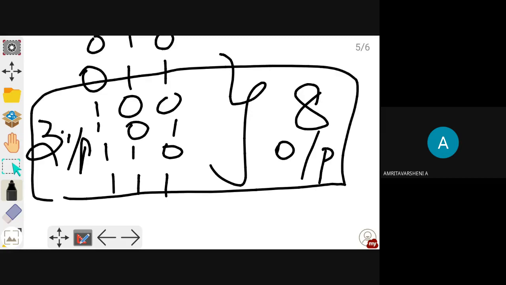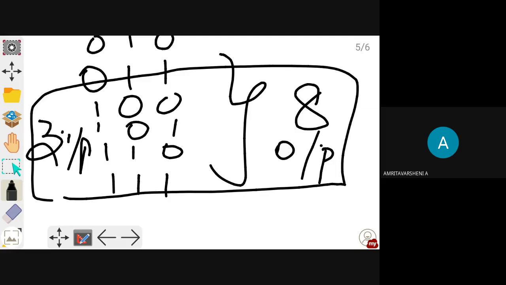So in short, decoder is used to generate the minterms, that is 2 power n minterms for n input variables. So if you give n inputs, it will generate 2 power n outputs. That is the function of your decoder. Decoder is a combinational circuit that generates 2 power n unique output lines from the n input lines. So in short, decoder is used to generate the minterms.